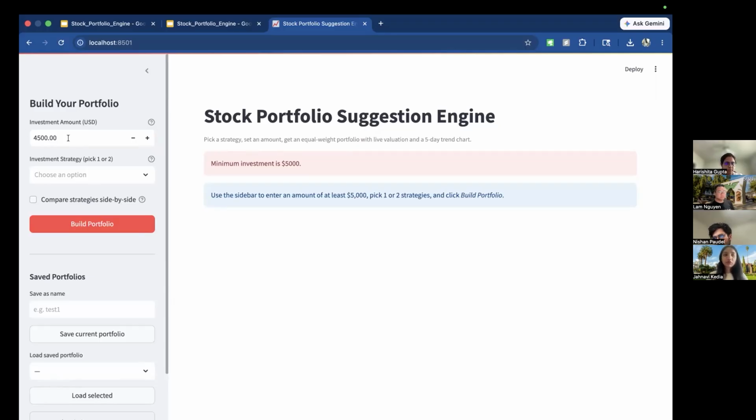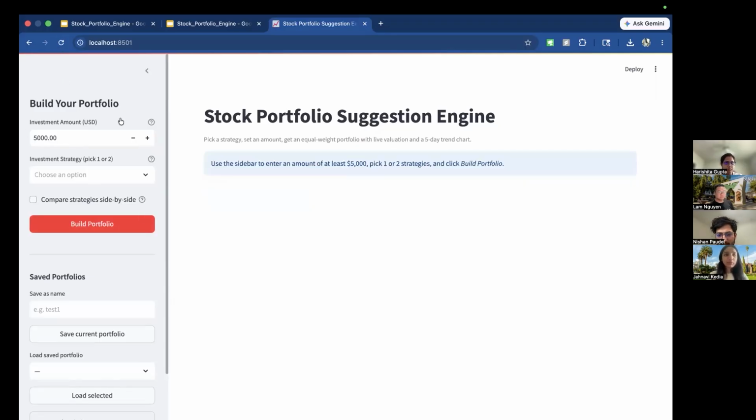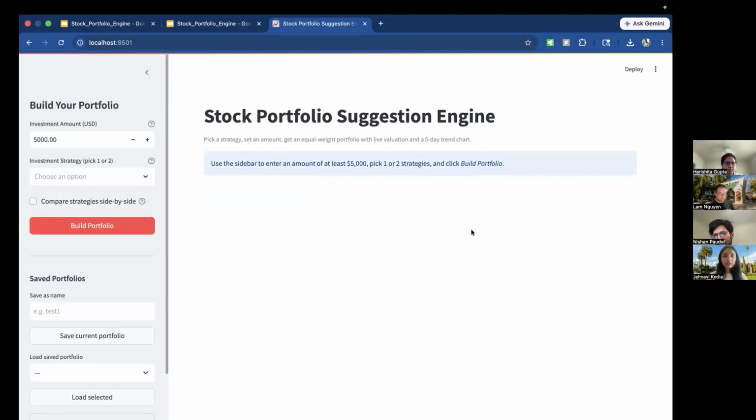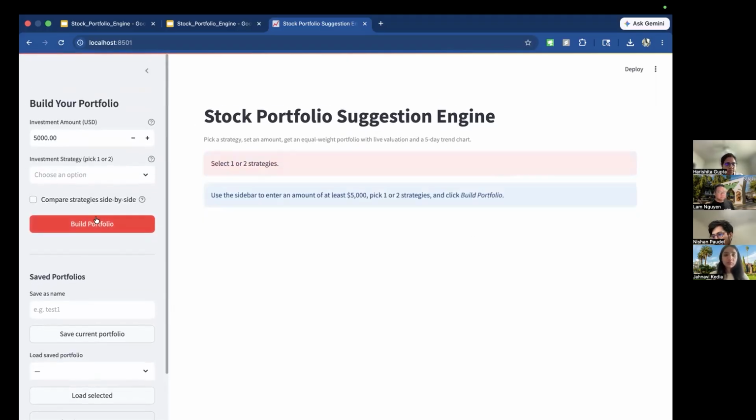Now we have test case 4. Now I'll refresh the whole thing again. And suppose we have 5,000 as investment, which is our minimum investment, and we do not choose any strategy. So you can see currently this is all new, and we try to build the portfolio. Now it will give us the error: select 1 or 2 strategies. Again, the holdings did not get rendered or the portfolio did not get built. And again, this happened before any allocation logic. So our engine did not get hit because of any invalid input. Now I'll give it to Harshita.